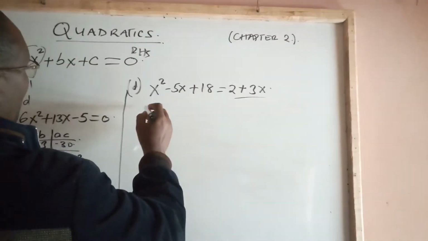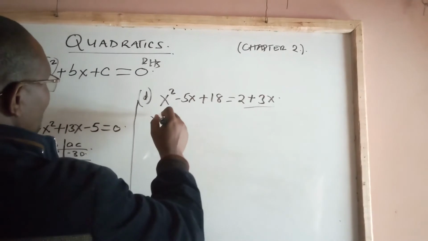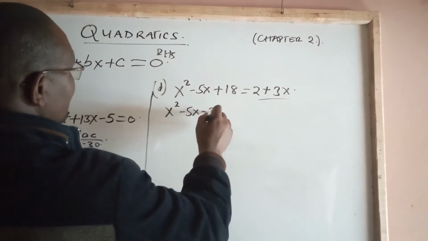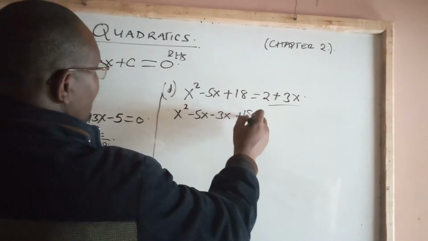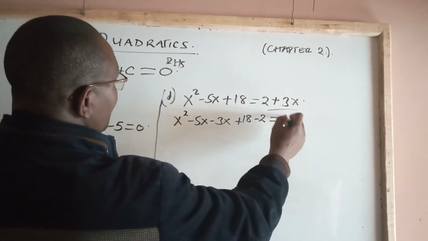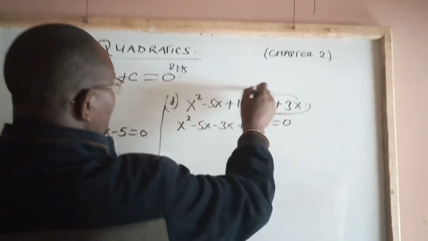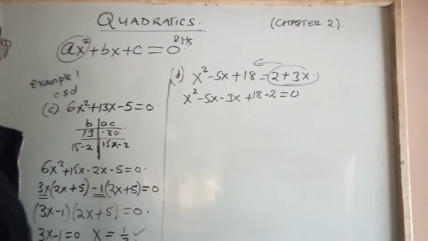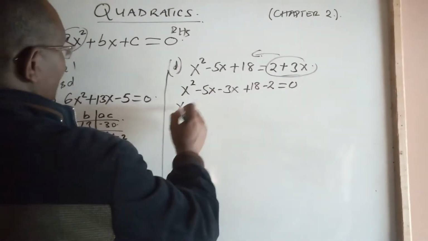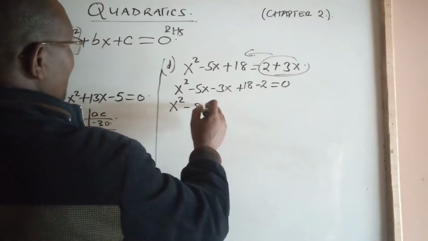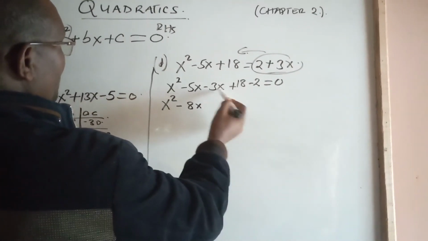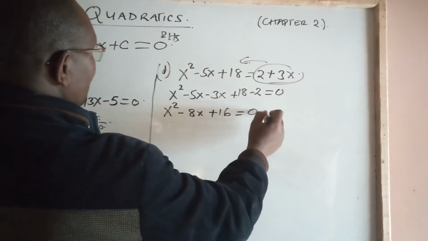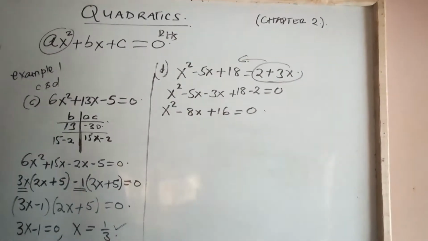So everything on the right of this particular equation, we will have to bring it on the left. Therefore, we are going to rearrange, and we are going to have our problem as x squared minus 5x minus 3x plus 18 minus 2 is equal to 0. The whole of this comes to the left, and of course we need to collect the like terms. So we have x squared minus 8x, of course, plus 16 is equal to 0.